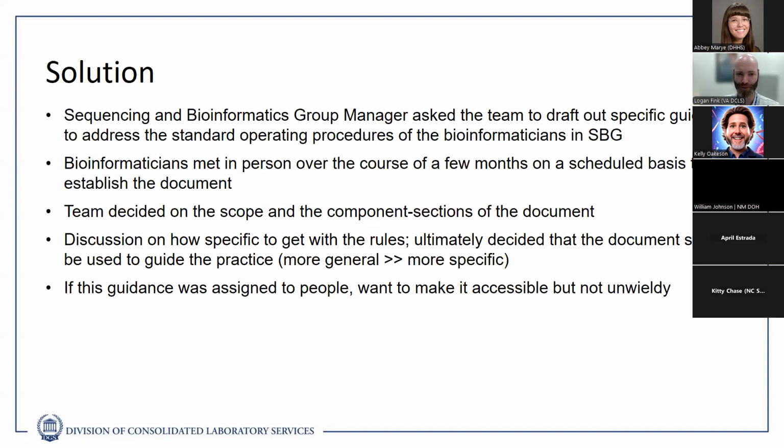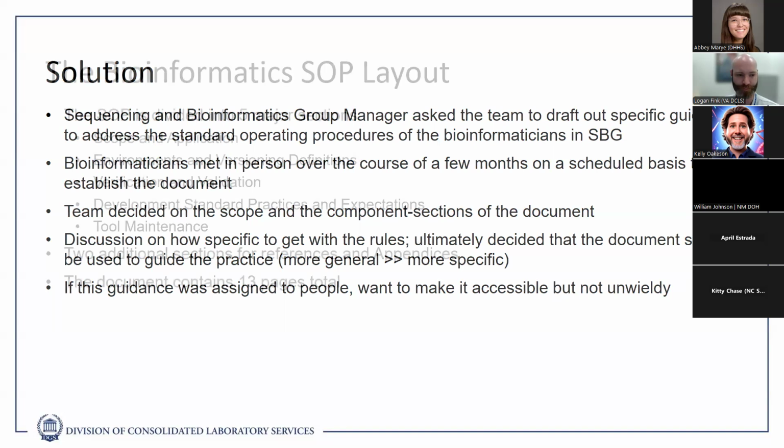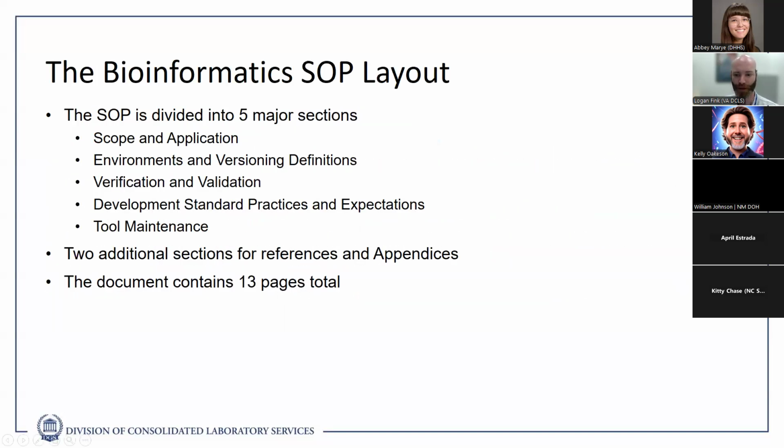So we decided that that was probably the best way to go, especially with an overarching document of this nature, because we wanted it to be accessible, but not necessarily unwieldy. If you're coming into a new job and they give you this bioinformatics handbook that's 500 pages and they're like, okay, read this by tomorrow, that's going to be a little bit overwhelming. So we wanted to make this a little bit more general, and then we can get into the specifics about some of the different components later. And so this is just the overview of the document itself.